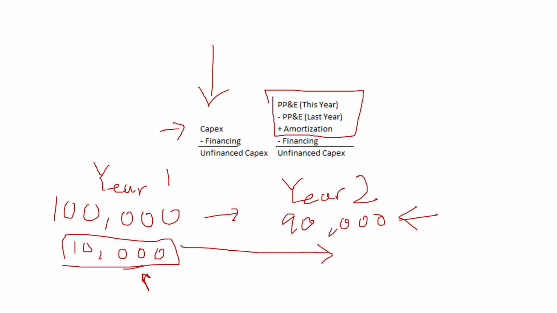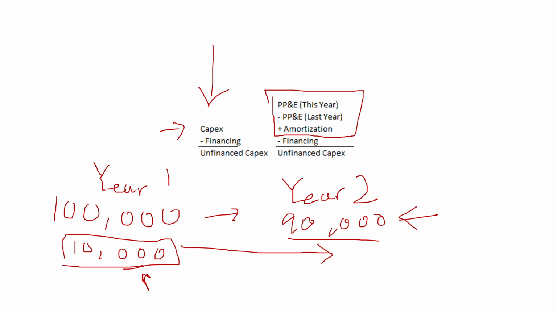But you don't have to worry about that because the amortization will be reported to you on the income statement. Anyways, getting back to the point. In year one, let's say you have 100,000. In year two, you're going to expect to see on the balance sheet PP&E is going to be 90,000, right? Because you have this 10,000 amortization.